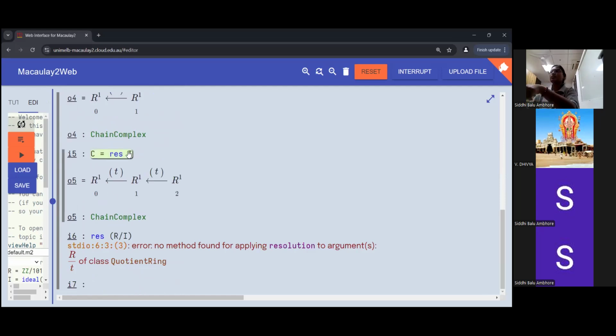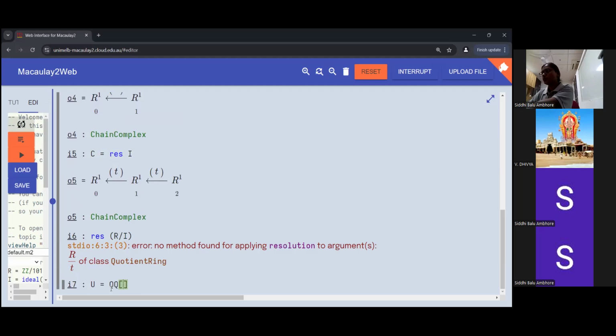I mean, the resolution of ideal I and the resolution of R quotiented by I is the same thing in Macaulay2 too. Okay, so that's not a problem. But yes, the resolution of the ideal is what we are calculating here. But apart from that, let us try this.